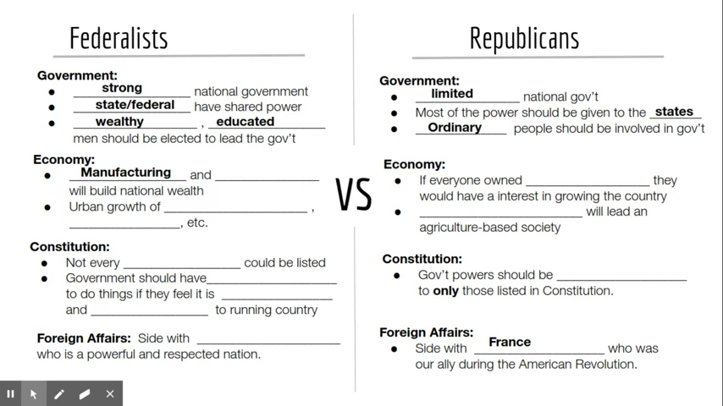We're now to economy. Manufacturing and trade was the way to get the economy boosting for the Federalists, whereas land was how the Republicans believed the economy should grow.